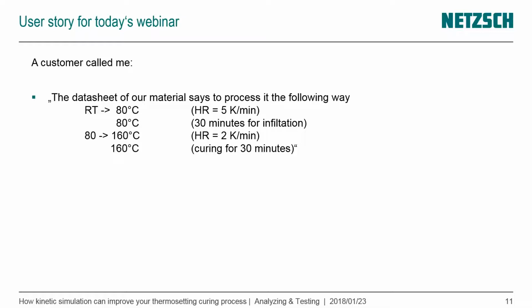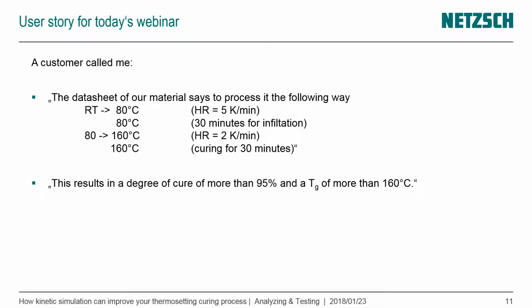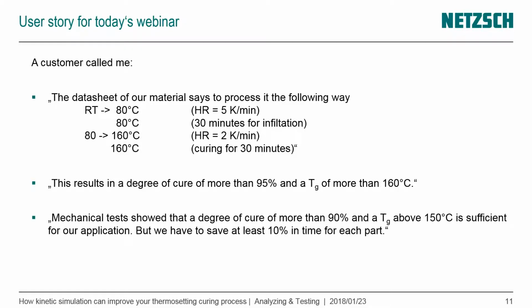Subsequently, we heat up to 160 degrees C with a heating rate of 2 Kelvin per minute. And we have to hold the 160 degrees C for 30 minutes for a full cure. That's what the datasheet told them. And he told me as well, these results are very, very good. So we reach a degree of cure of more than 95% and a glass transition temperature that is above 160 degrees C. But they have other requirements.